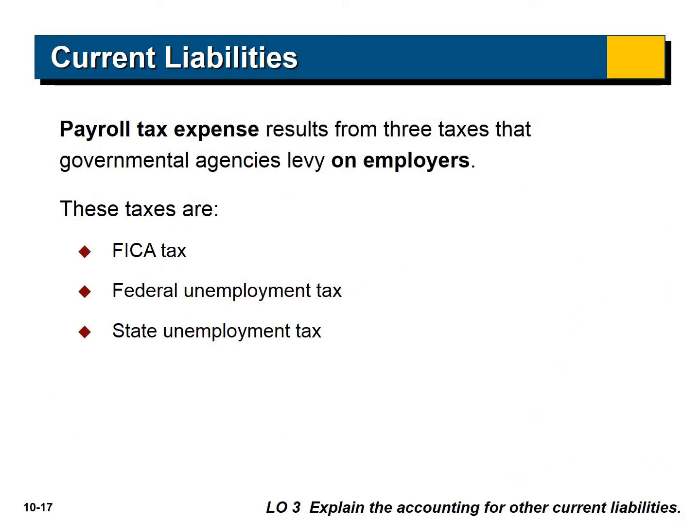Payroll tax expense results from three taxes that the government levies on employers. So this is not something that employees pay. That was the previous slide. This is something employers pay. So actually employees are expensive because not only do you have to pay their payroll, their net pay, but you also have to pay these three things, which are FICA, which is Social Security. Both the employee and the employer pay that. Federal unemployment tax and state unemployment tax. That's for people that receive unemployment. That money goes to fund that.